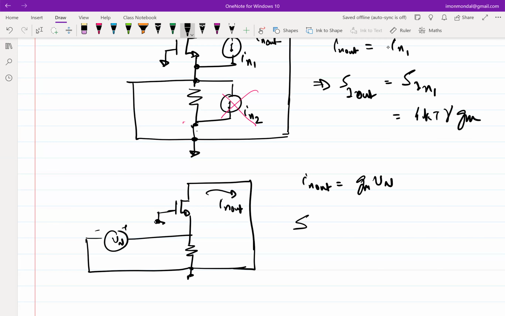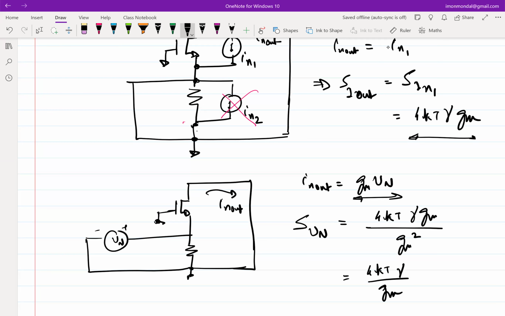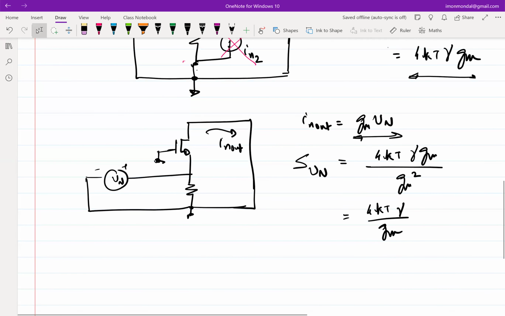So the power spectral density of this should be equal to this, correct? So what will be the power spectral density of SVN? It will be 4 kT gamma Gm divided by Gm squared. But why Gm squared? Because we're talking about power, so IN out squared, right? Which is equal to 4 kT gamma over Gm. So this is SVN. So we got SVN.